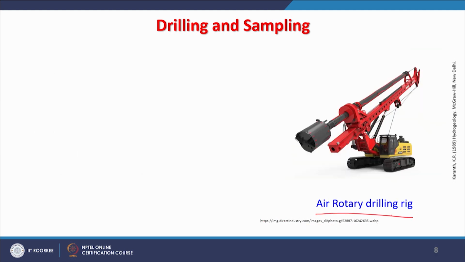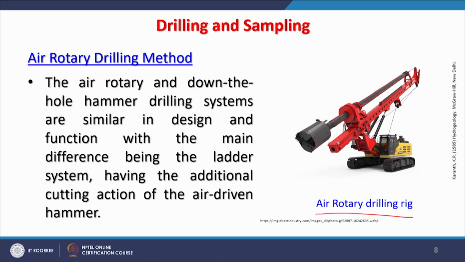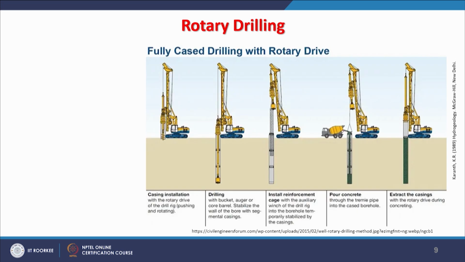So, first we will go into a little detail on the air rotary drilling rig. In this method, the down the hole hammer drilling system is an air rotary method, and the down the hole hammer is a dropped cable tool kind of method. Drilling systems are similar in design and function, with the main difference being the latter system having the additional cutting action of an air driven hammer.